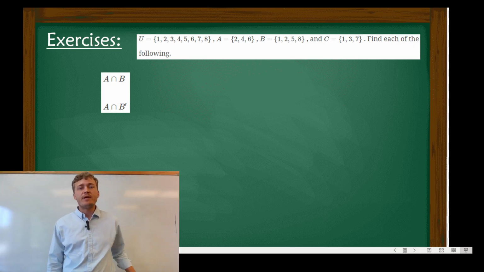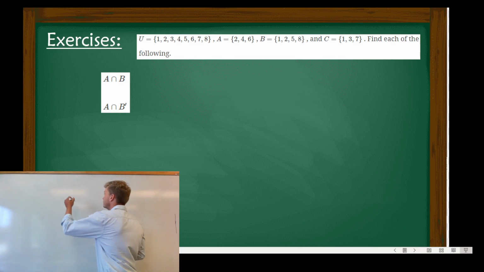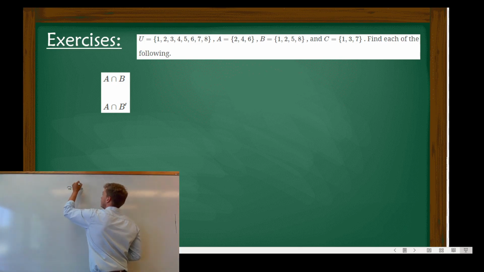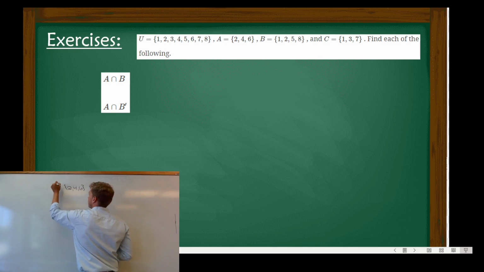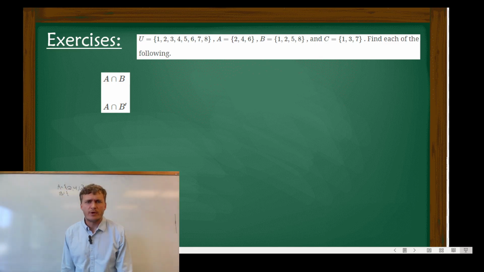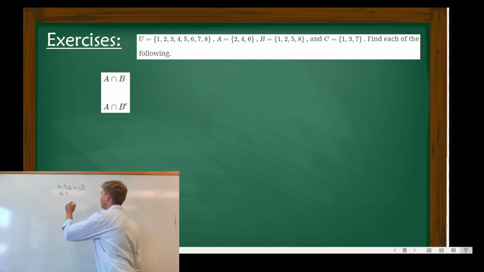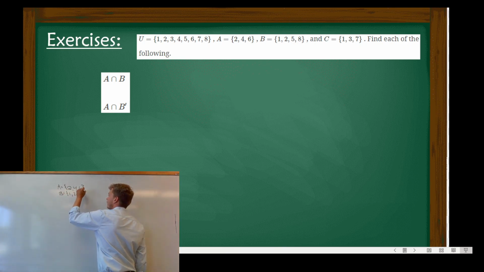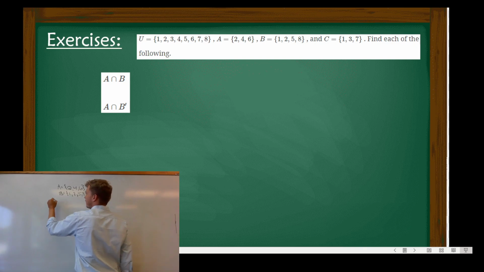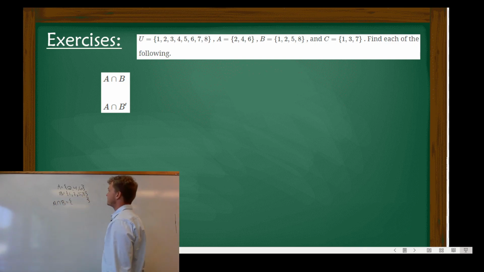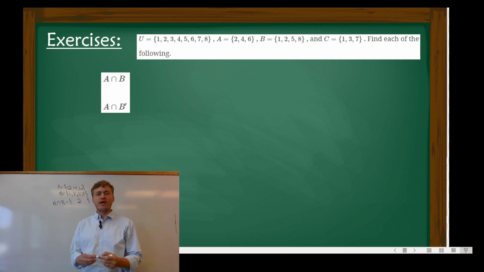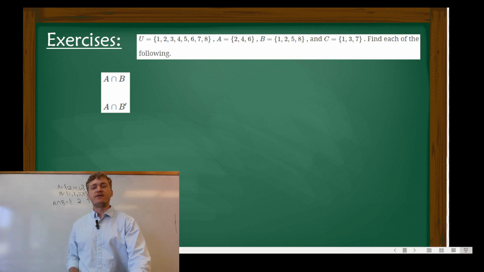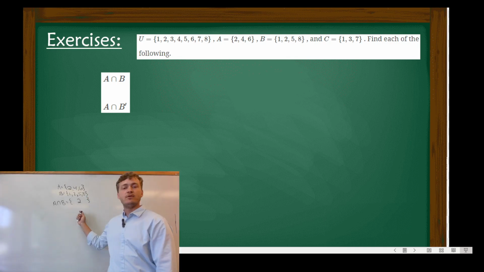But for A intersect B, just consider A as 2, 4, 6. And then looking here at B, we have 1, 2, 5, and 8. So just for this example, A intersect B, I'm looking for elements that are in both of the sets, and I only have a 2. We have one element contained in this set A intersect B, and that is the single element of 2.